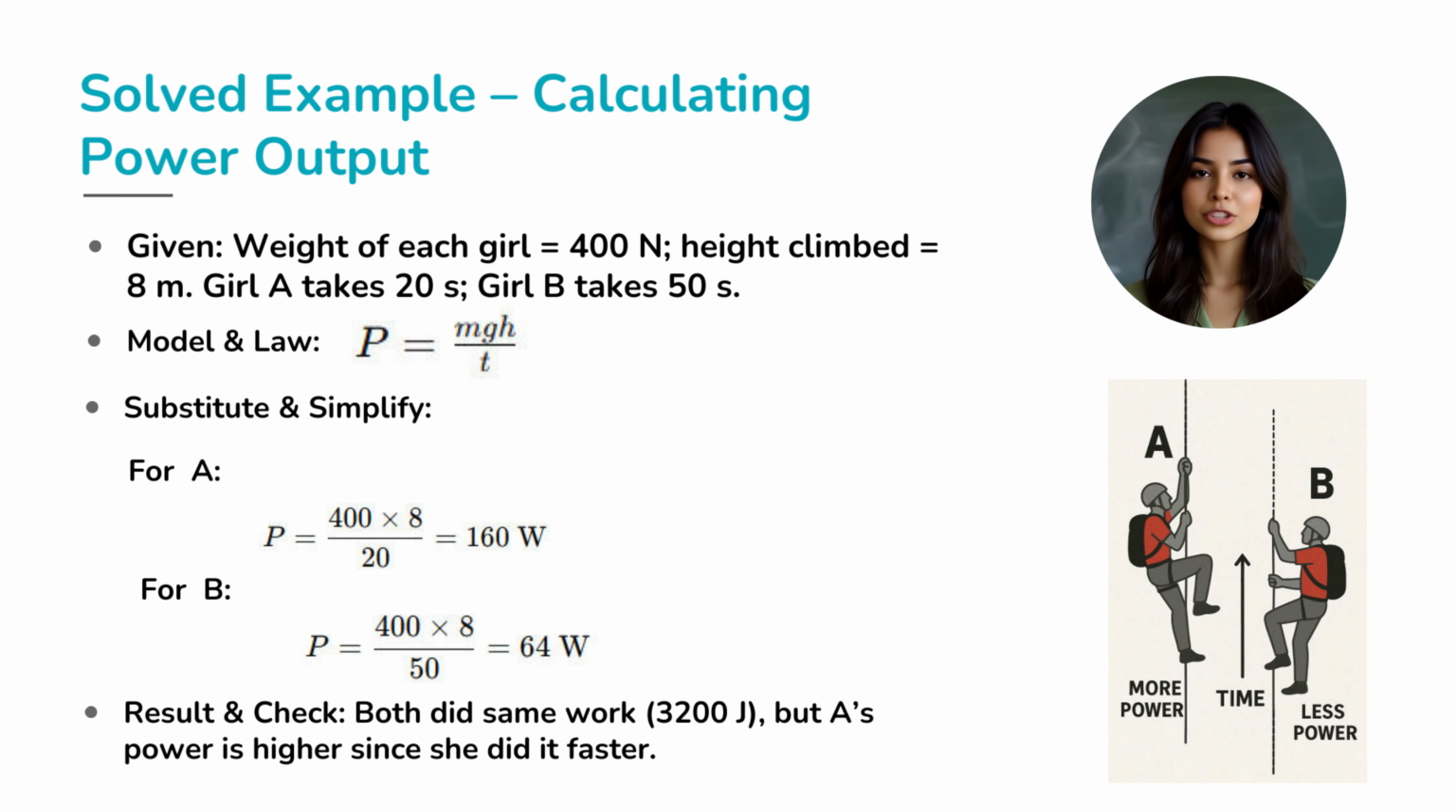That's 160 watts. For girl B, power equals (400 × 8) divided by 50. That's 64 watts. Both did the same work, 3200 joules, but A is clearly more powerful because she did it faster. So, just like that, we can see how time changes power: same energy, different speeds, different results.